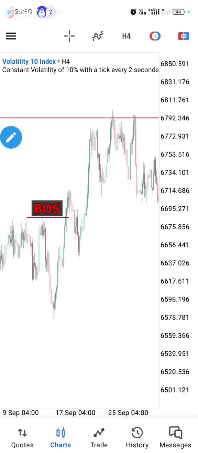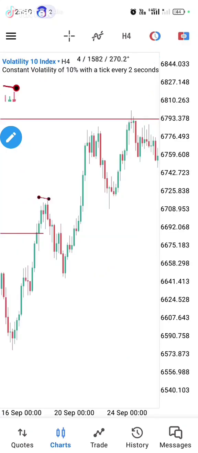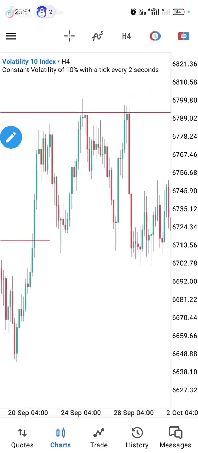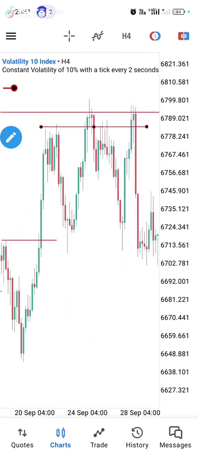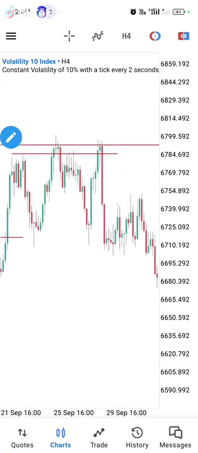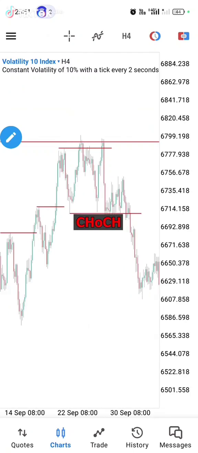Now in terms of structure, of course, that's the first BOS, and then the last BOS you can see right there. So that's the last BOS, and then after that it created that high. Now that high, you can see that price gave us a stop hunt. It did not close and then continue moving up. It just closed above there and then reversed. Now it reversed and gave us our first change of character.